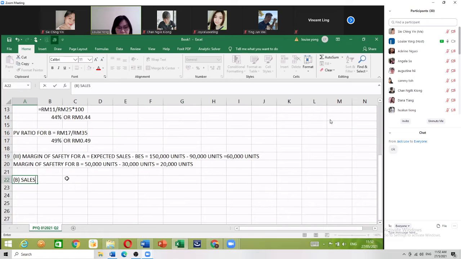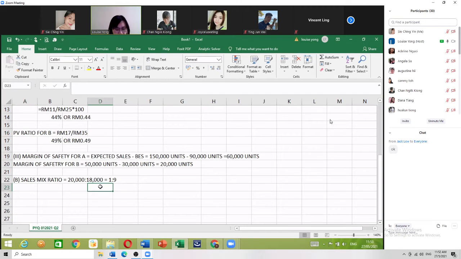Part B: first calculate your sales mix ratio. 20,000 for A and the remaining 180,000 for B, or you can say 1 to 9. So here you can calculate, for example, your products A and B. Okay, so what is your contribution per unit?